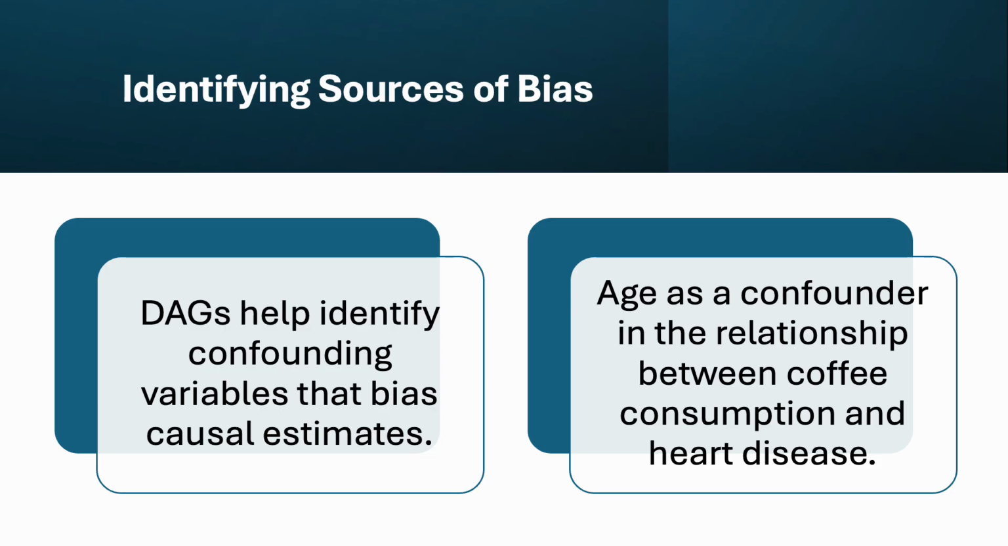DAGs help identify these confounders by showing all the variables involved. Once we spot a confounder, we can adjust our analysis to account for it, leading to more accurate conclusions. This is why DAGs are so valuable. They help us see hidden biases that could otherwise mislead us.